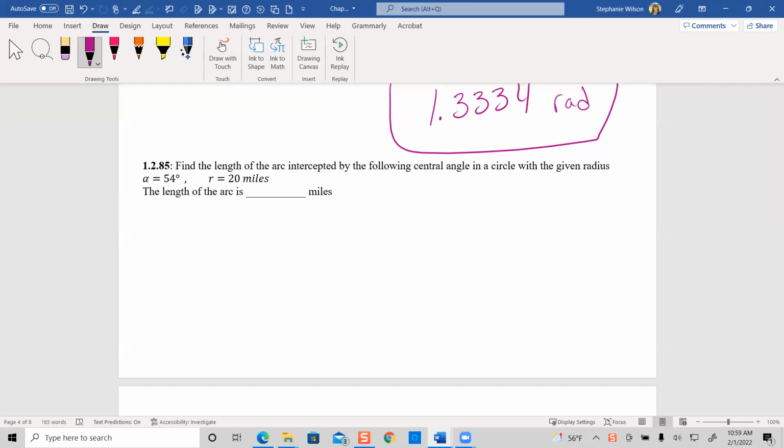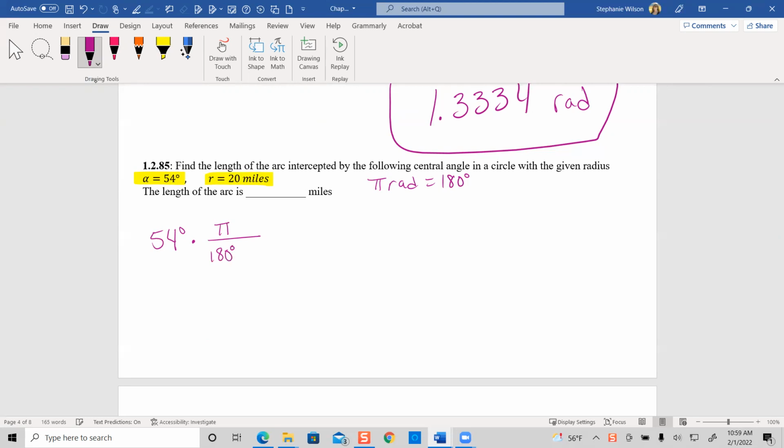So find the length of the arc intercepted by the following central angle in a circle with a given radius. So you're given this radius and we're given this angle. So let's solve for it. Well, let's make a statement of what we know. We know that, again, pi radians is equal to 180 degrees. All right, so let's set it up. We are given the 54 degrees. We're going to multiply that by pi over the 180 degrees.